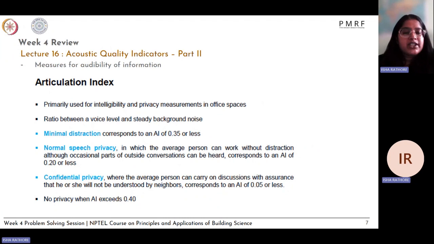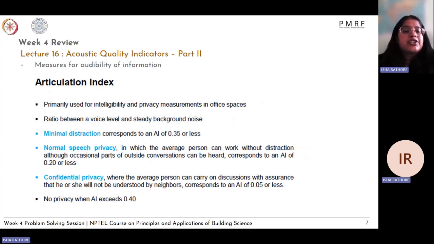Then we have the confidential privacy, which is when the average person can carry on discussions with assurance that he or she will not be understood by neighbors, corresponds to an articulation index of 0.05 or less. So this is when you are speaking very closely to a person, like in a one-on-one conversation, and the person standing at some distance could not understand what the two of you are discussing. So that is confidential privacy with an AI of 0.05 or less.